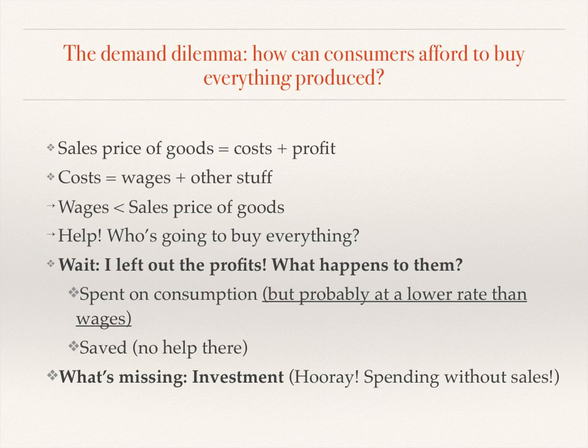Well, certainly people who get the benefit of profits do spend on consumption, but, and this is very important to Keynes, this is probably at a lower rate than people spend wages. Why? Because profits tend to go to people who are better off, and people who are better off don't need to spend everything they earn. They can afford to save some of it. So that means that a good chunk of the profits are going to be saved, and if they're saved, that's no help.